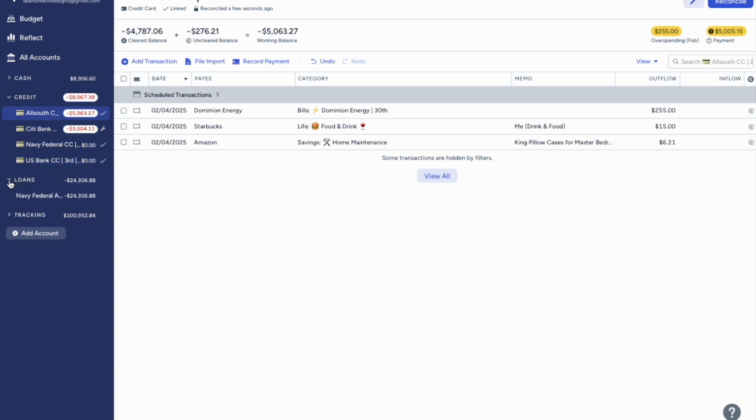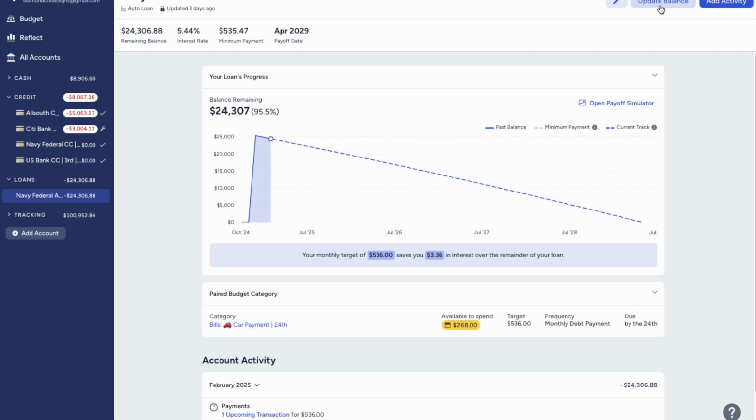This loan right here is my car loan. I only make 1 payment a month, and so there's not a lot of reconciling I have to do here. Every now and again I'll go in here and I'll click on this and I'll update the balance, and that'll create a reconciliation transaction if this balance doesn't match what I see in the app for my car.